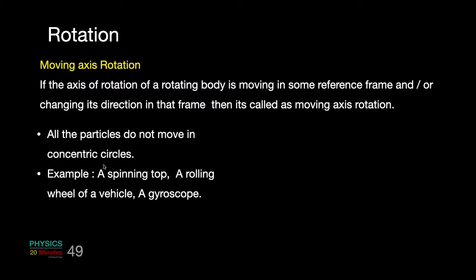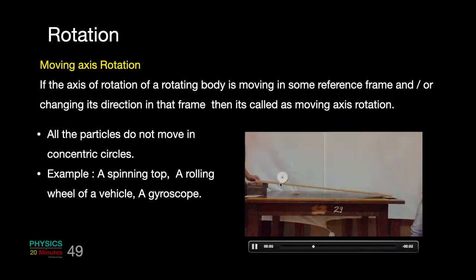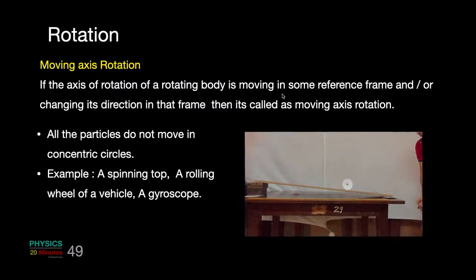The examples are a spinning top, a rolling wheel of a vehicle, a gyroscope, etc. I will show you one example. You can see that here a body is rolling downward. As the body is rolling downward, its axis of rotation passes through its center and it's perpendicular to the plane of the body. But the axis of rotation is not fixed. It keeps moving in the downward direction. So it comes in this category where the axis of rotation is moving in the reference frame.